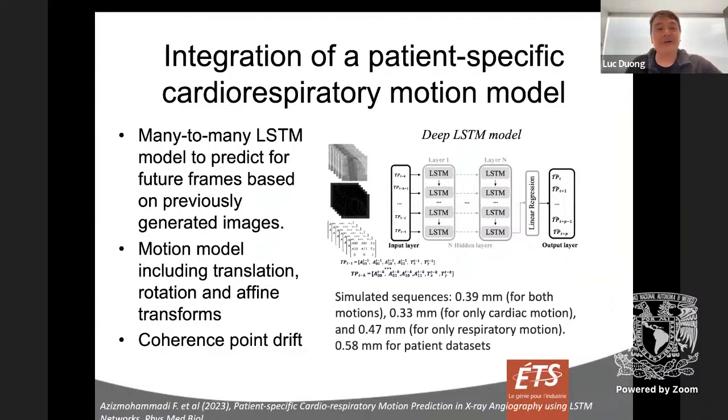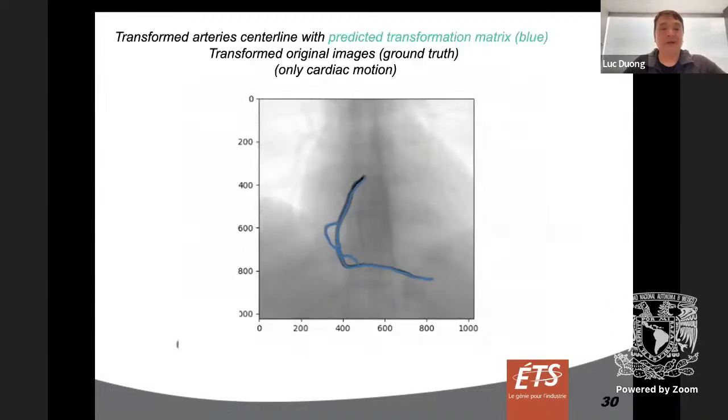This is our second model for cardiorespiratory motion. MCNet was working well, but it wasn't really developed for coronary arteries. Here, we developed a model specifically for coronary arteries. We wanted to include translation, rotation, and affine deformation, and we used coherent point drift to follow the coronary artery in time. We used the same idea with the original images and the filtered images, and we integrated that into a deep LSTM model. So we were basically predicting the transformation parameters that we are looking for in the image.